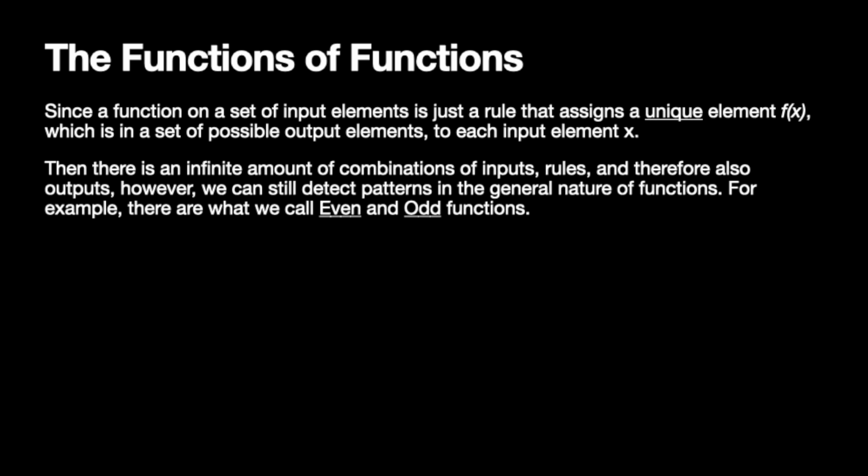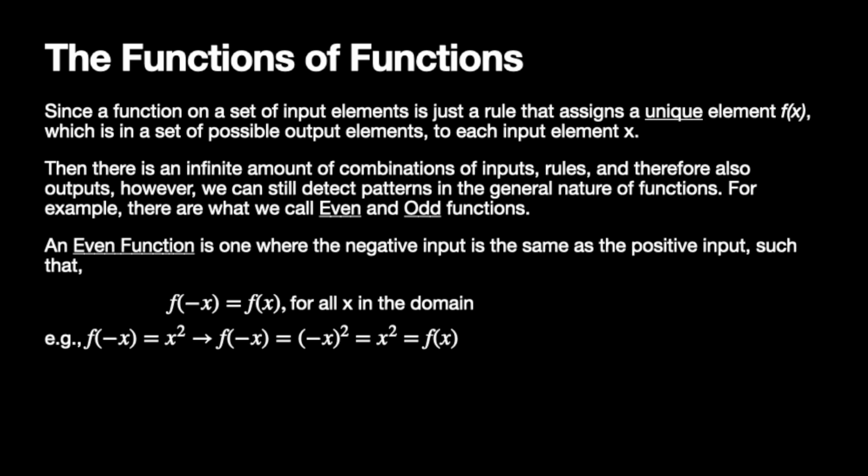For example, there are what we call even and odd functions. An even function is one where the negative input is the same as the positive input, such that f of negative x equals f of x for all of the x in the domain. As an example, f of x equals x squared. So if we put in a negative x, we would get negative x squared, which equals negative 1 squared times x squared, which is equal to x squared, which is the exact same thing as if we had just put in the positive input.